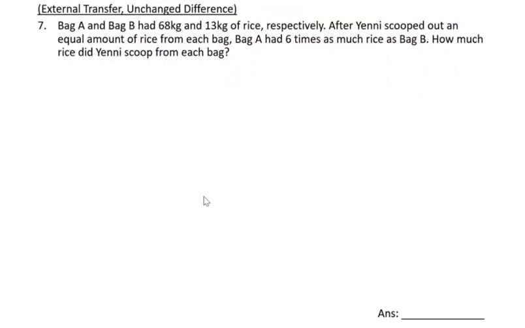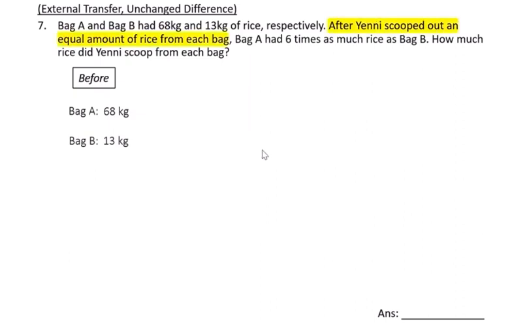Question 7. Unchanged difference. We did this really recently, okay? So A and B have 68 and 13 kg of rice respectively. So A, 68, B, 13. So this will be before. Then after that, something happened. Yenny scooped out equal amount of rice from each bag.